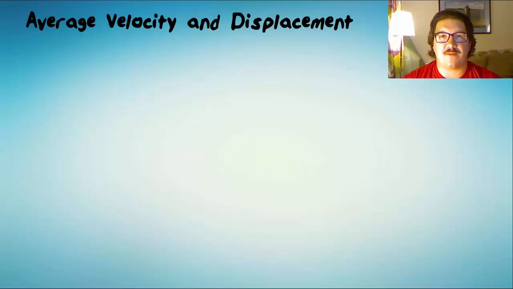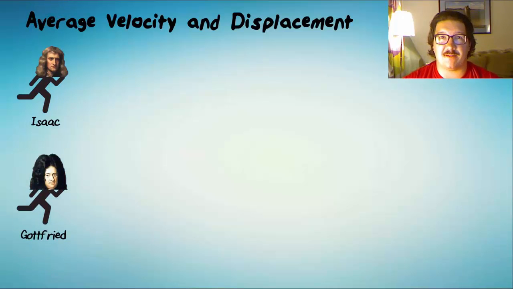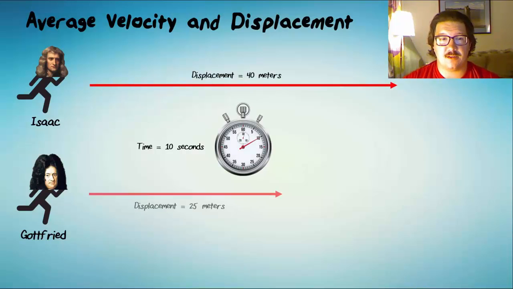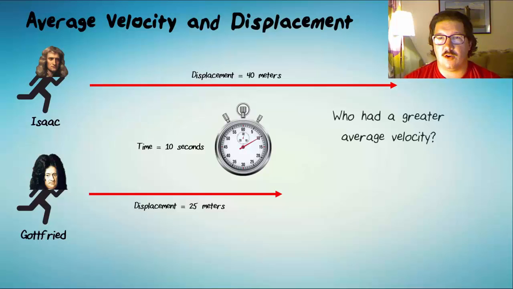Let's get into average velocity, and first let's see how displacement affects average velocity. Imagine we have a foot race between Isaac and Gottfried. They're both going to run for 10 seconds, and we'll see who runs farther. Isaac runs 40 meters, and Gottfried runs 25 meters. So who had the greater average velocity? Well, if Isaac ran farther in 10 seconds than Gottfried, then on average, he must have been going faster.